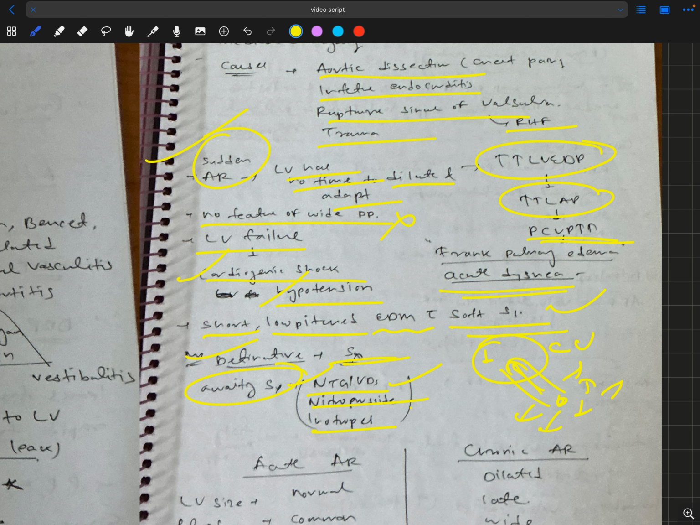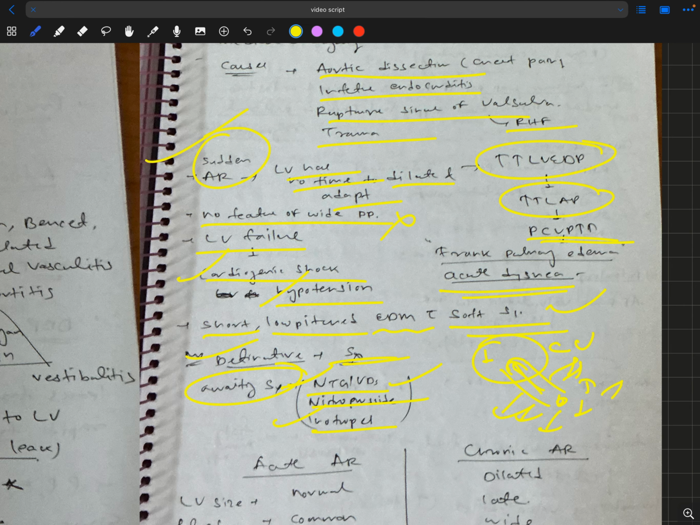Nitroglycerin or vasodilators like nitroprusside will dilate the peripheral vessels, which will decrease the pressure inside the aorta. So there will be a decrease in the backflow of blood, which is leading to pulmonary edema and all these things. Vasodilators can be used, and inotropes can be used, because inotropes will increase the heart rate and it will decrease the duration of diastole.